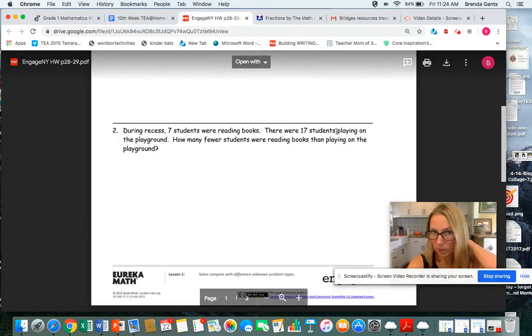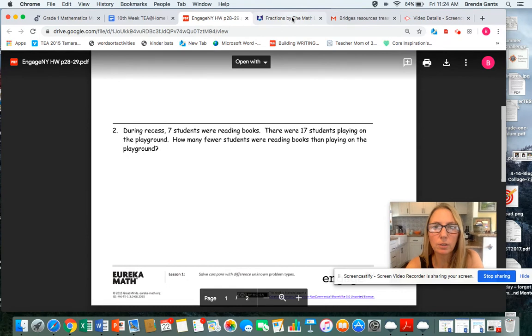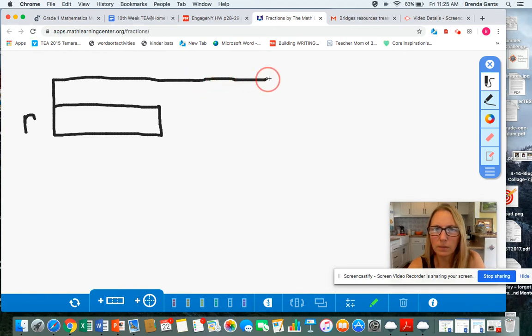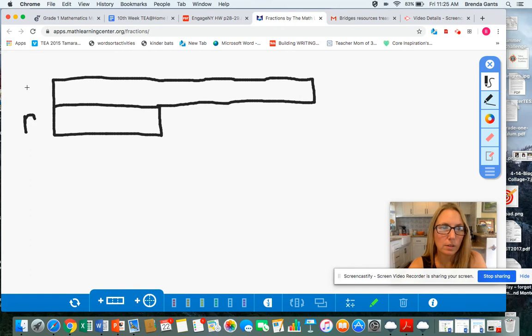There were 17 students playing on the playground. Remember, I need to line it up at a 0 starting point. Wow, so when I get to there, that's already 7. If I only go to here, that's not, in my imagination, going to get me all the way to 17. To me, that would be more like 8, 9, 10, 11, 12, 13, 14, 15, 16, 17. Okay? Because the 17 is going to be a good amount longer. Okay, so these are the ones playing on the playground.